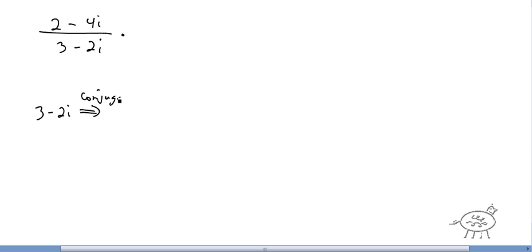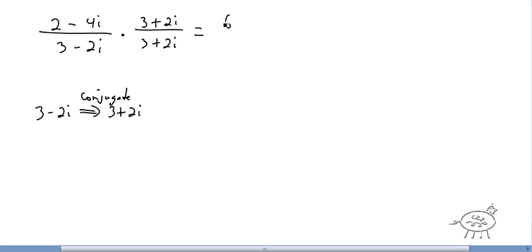Okay, let's do division of complex numbers. So 2 minus 4i over 3 minus 2i. And remember, I'm not allowed to have a radical in the denominator, and i represents the square root of negative 1, so I need to get rid of that i. What I do is multiply by the conjugate. So if you guys remember conjugates, for 3 minus 2i, the conjugate is 3 plus 2i. Okay, so make sure you multiply the top and the bottom by 3 plus 2i. And the top, you FOIL it out.